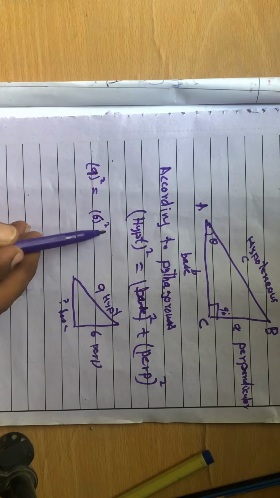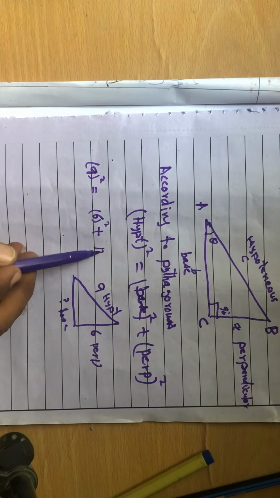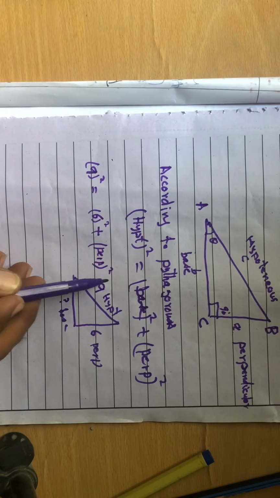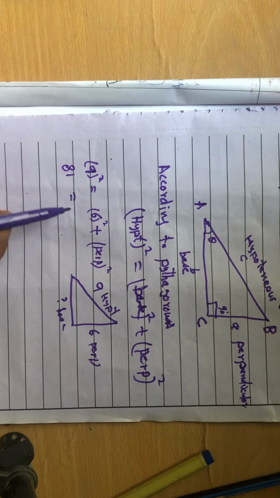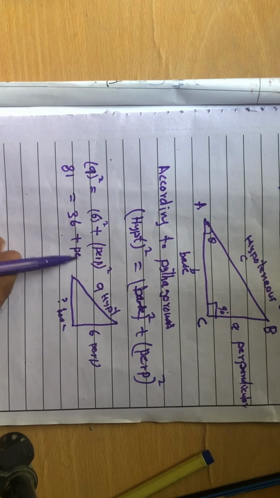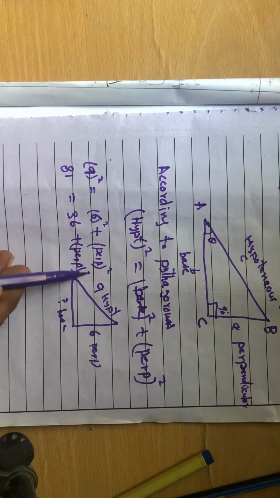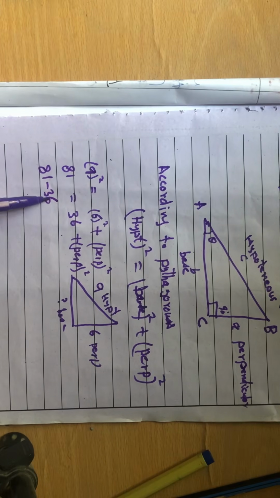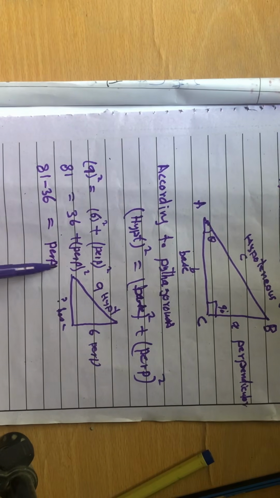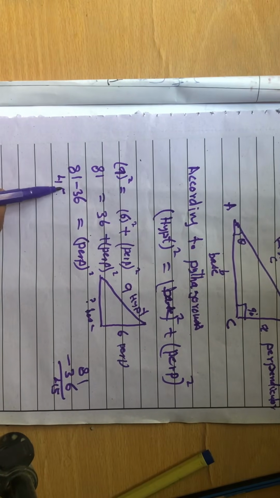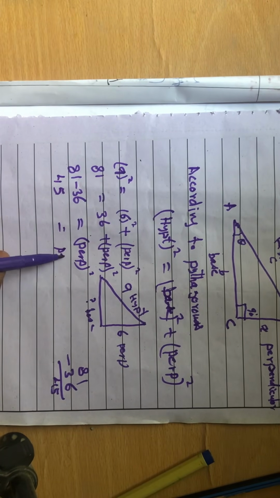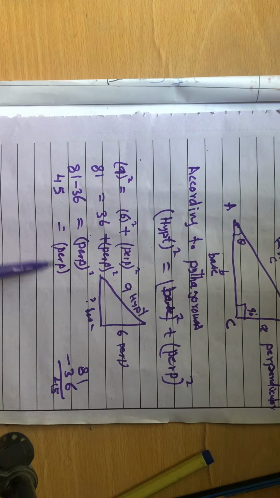Let's say 6 is the base and 9 is the hypotenuse. Then we can easily find the perpendicular: 9 square equals 6 square plus perpendicular square. 9 square means 81, 6 square is 36, and the perpendicular is missing. Shifting 36 to that side, 81 minus 36 comes 45, which is equal to perpendicular square.